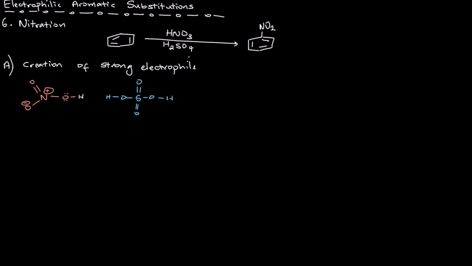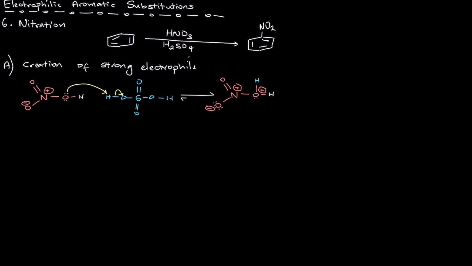Okay, so the first thing we're going to worry about, once again, is the creation of your strong electrophile. So HNO3 is already a strong acid, but it's not as strong as H2SO4. So in the presence of H2SO4, HNO3 can actually act as a base, which is very unusual, and deprotonate H2SO4, which will form this highly charged complex.